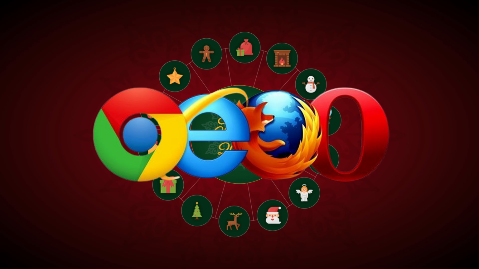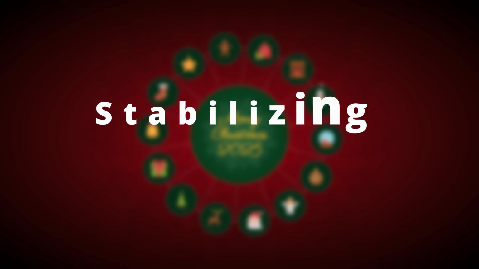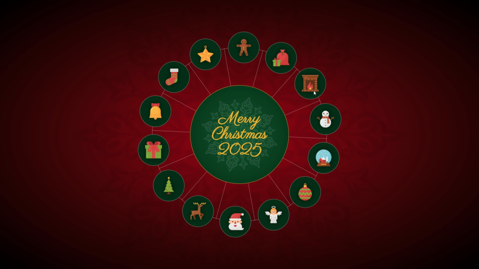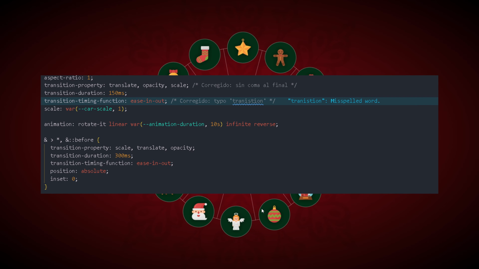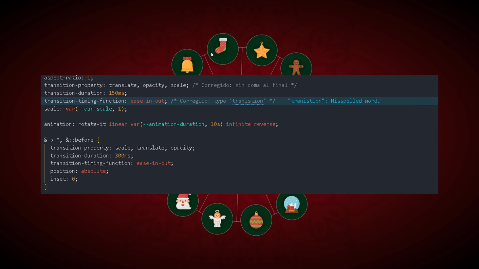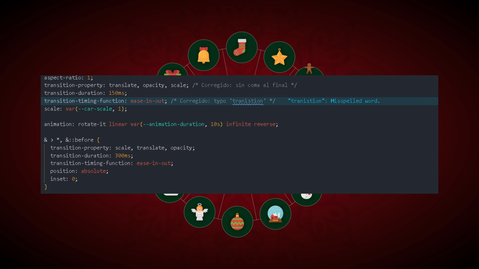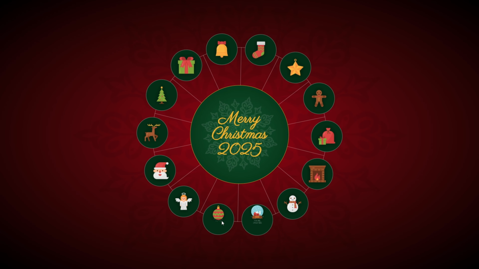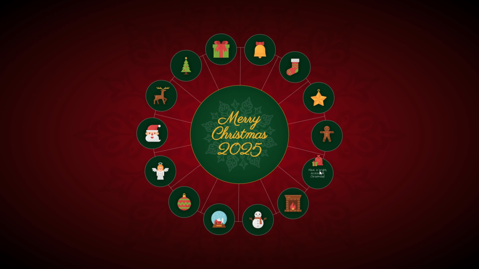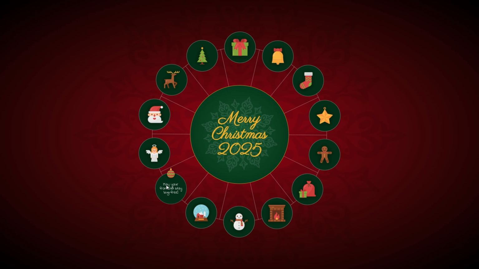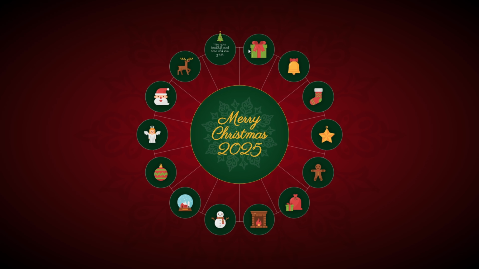Stabilizer effect. This is a real front-end pro detail. The wheel rotates to the right. Animation, rotate it. The trick: each cart has the same animation but with the value reverse. This means that even though the wheel rotates, the cart content, images or text, always stays upright and never flips upside down.